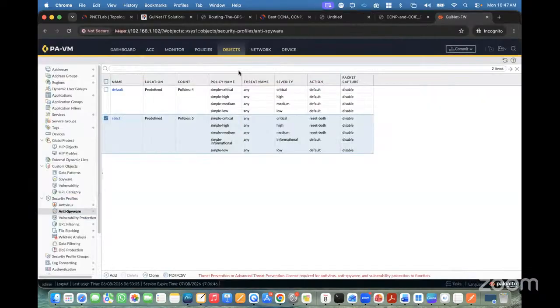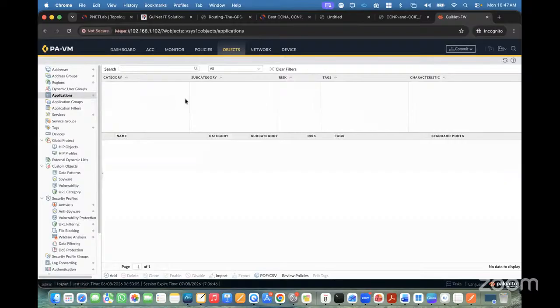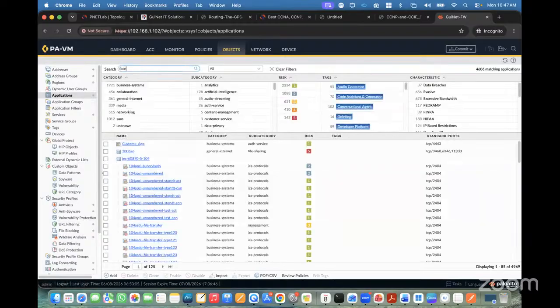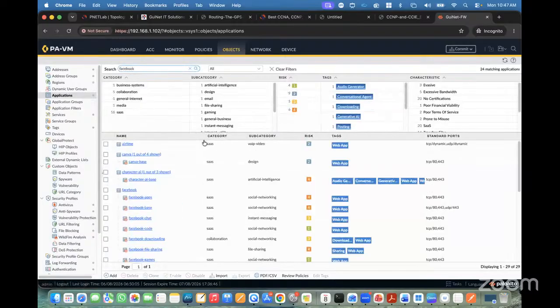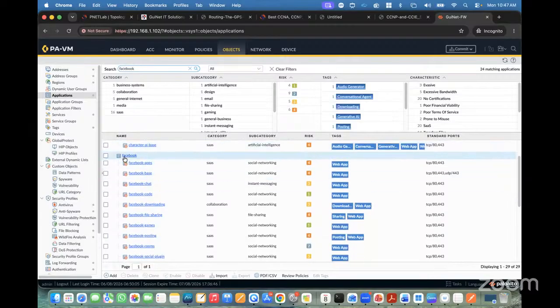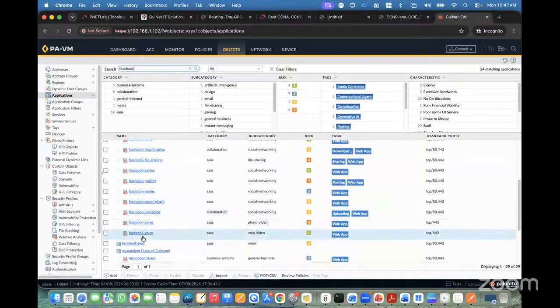Let me show you in the Palo Alto firewall directly so you can understand better. If you go into applications and search for Facebook, you can see Facebook is one application, Facebook base. Facebook chat is another application, Facebook games is another application, Facebook posting is another application. Uploading, downloading, these are all different applications we have.